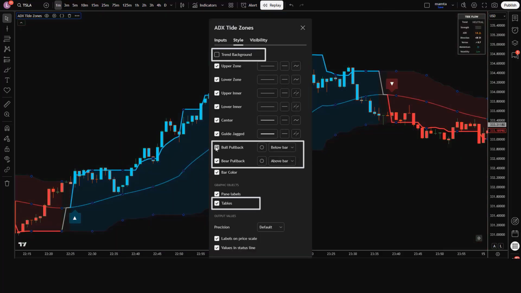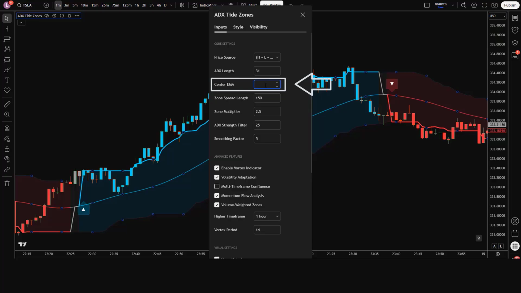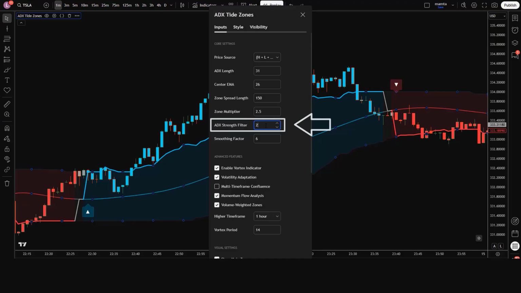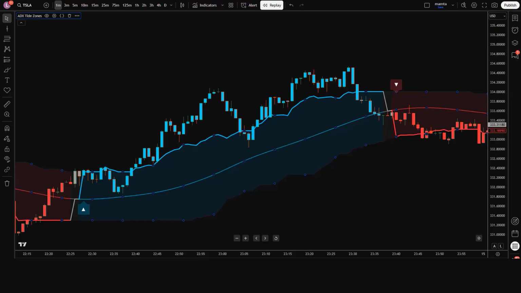We need to hide these options. We have to change this ADX length option from 21 to 31. We have to change this center EMA option from 15 to 26. We have to change this ADX strength filter option from 25 to 30. We have to change this smoothing factor option from 5 to 6. After this we will understand the next trading setup on the chart.